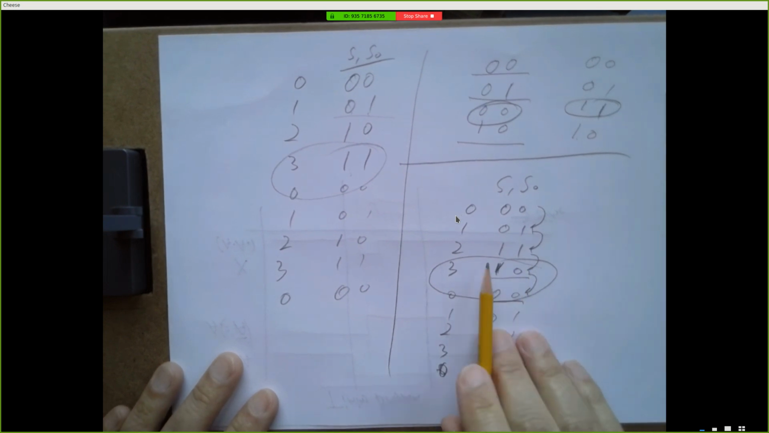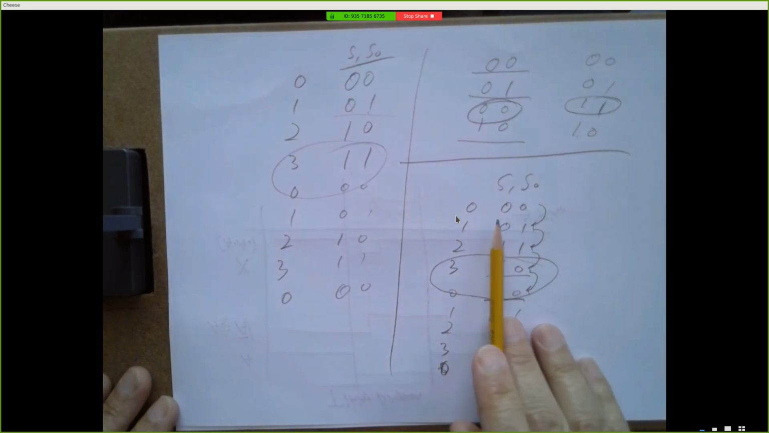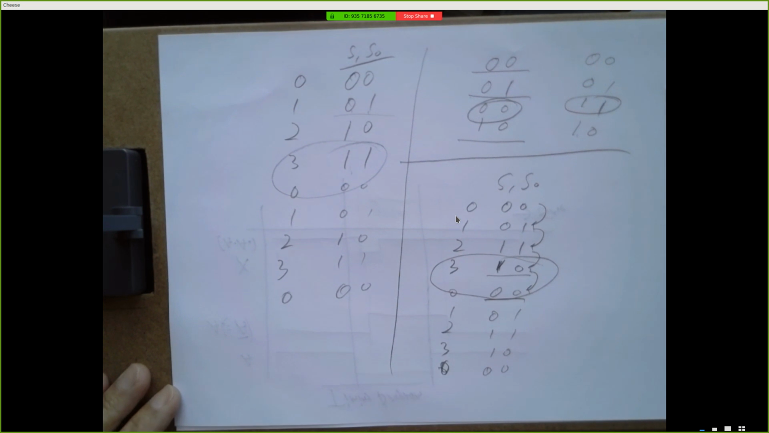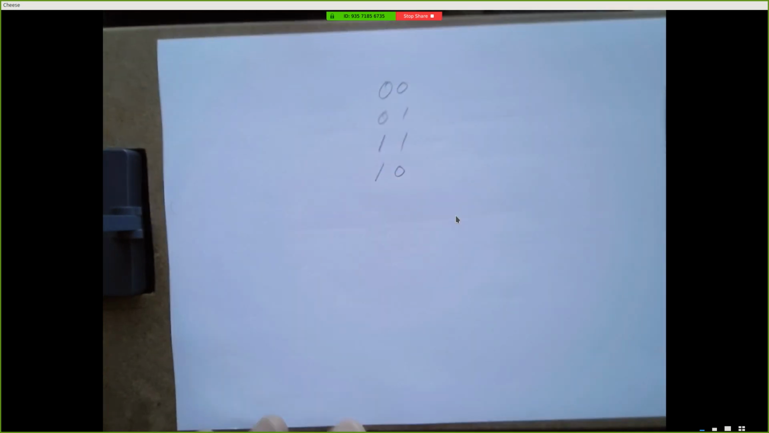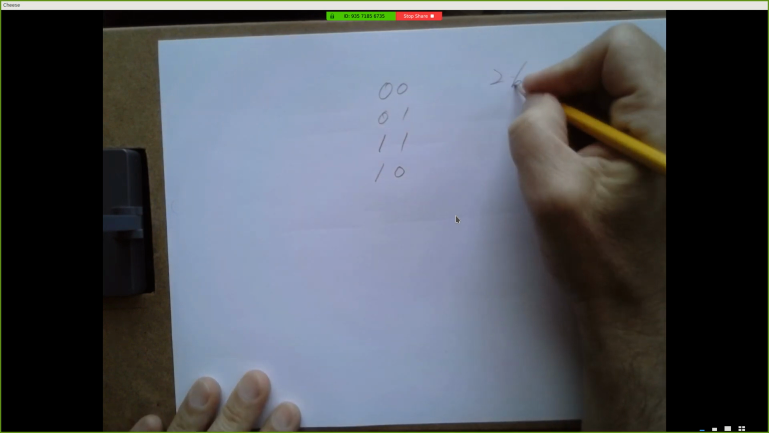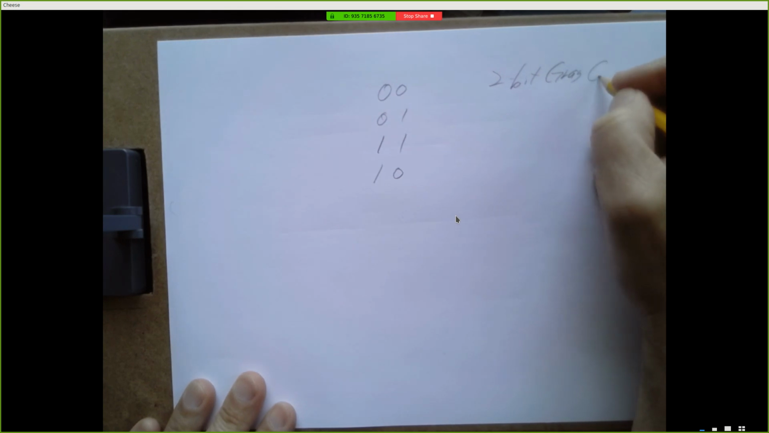Now we can't just add up powers of 2 to get 0, 1, 2, or 3, but it's still a valid way to assign a binary code to each of our steps. So this is something called a gray code. And there's how we count in 2-bit gray code. I never know if it's an AY or an EY.